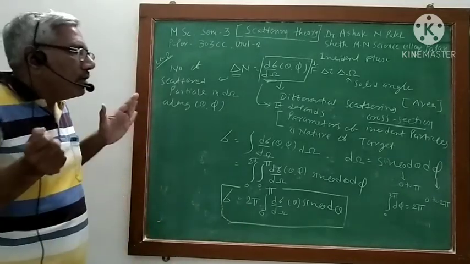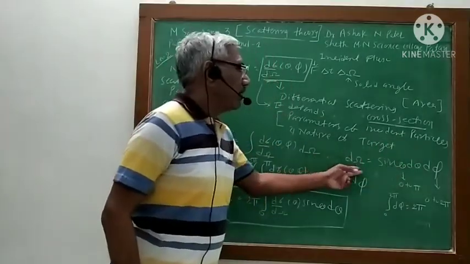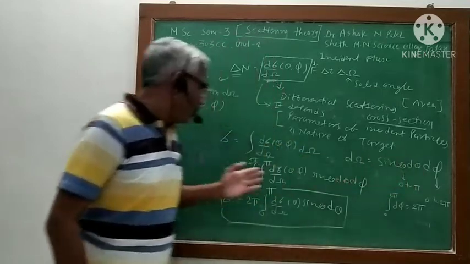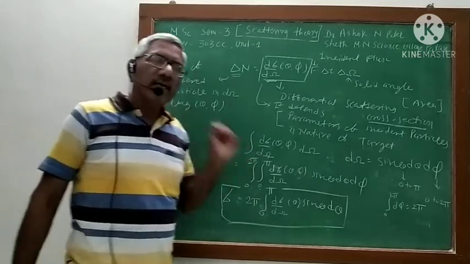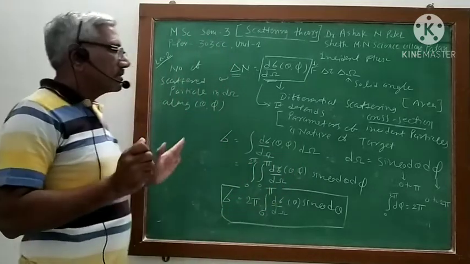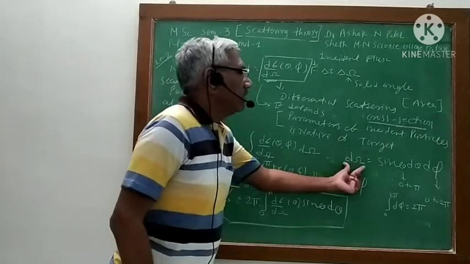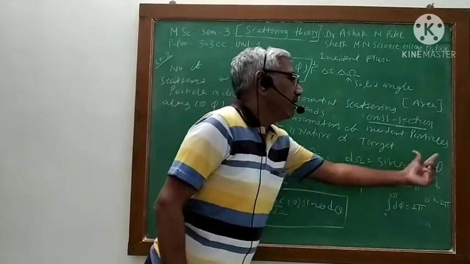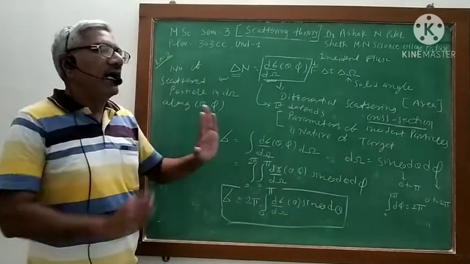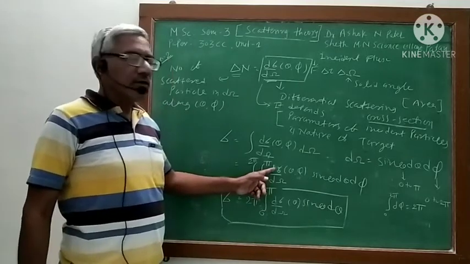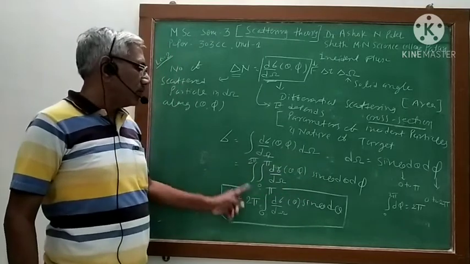Now if you have any problem with why d omega is written like this, or why theta dependence is not there, then you can personally contact me. I will explain it to you, but right now just accept that d omega is nothing but sin theta d theta d phi, and phi varies from 0 to 2 pi. Since the differential cross section is independent of phi, I can take the integration out and it will be 2 pi.